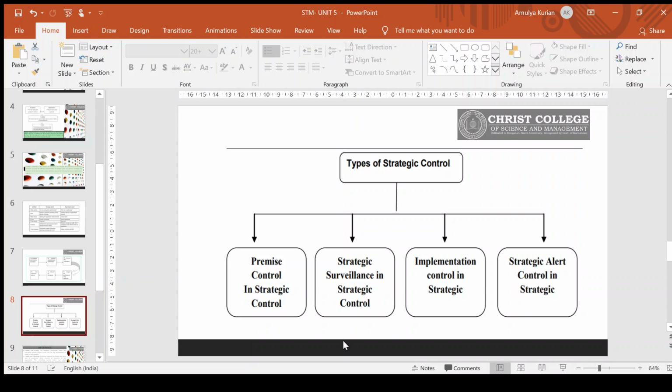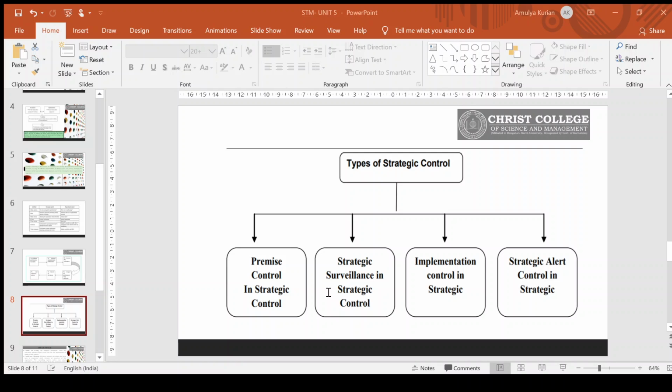Second one is strategic surveillance in strategic control. Strategic surveillance is concerned with various ranges of events, within and outside the organization, that would affect strategic decisions and policies. Basically it will be monitoring a number of information systems, as well as checking the opportunities and information which can be used for effective implementation of a strategy.